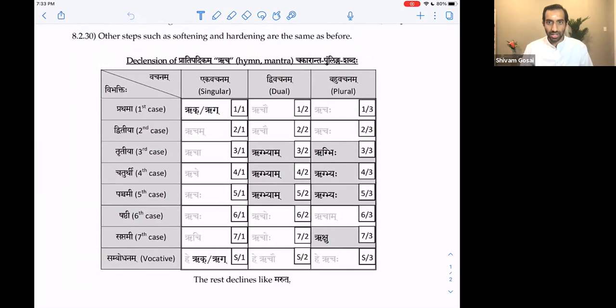Richo, Richaha, Richam, Richau, Richaha, Richa, Rigbhyam, Rigbhi, Riche, Rigbhyam, Rigbhyaha, Richaha, Rigbhyam, Rigbhyaha, Richaha, Richoho, Richam, Richi, Richoho, Rikshu. Hey Rik, hey Rig, hey Richau, hey Richaha.